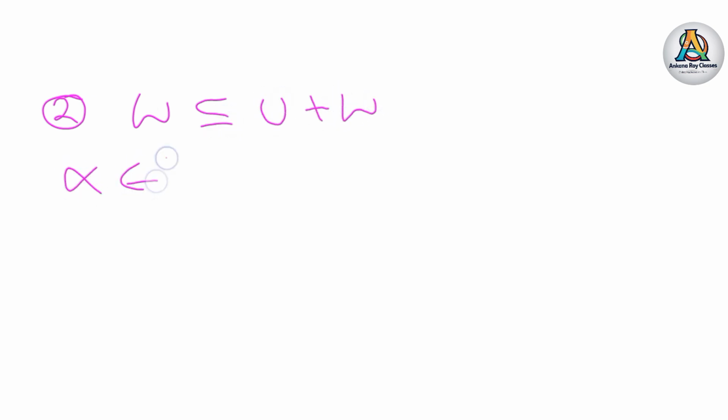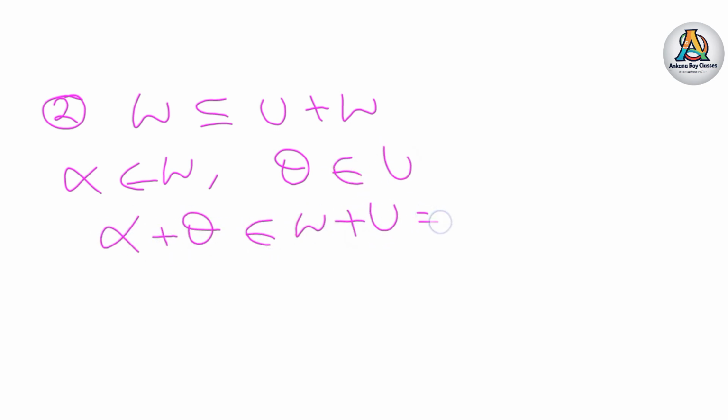Similarly, we can say that W is a subset of U plus W, because if alpha belongs to W, then theta, since U is a subspace, belongs to U. So alpha plus theta belongs to W plus U, that is U plus W, because addition is commutative. So alpha plus theta, that is alpha, also belongs to U plus W. And so W is a subset of U plus W.